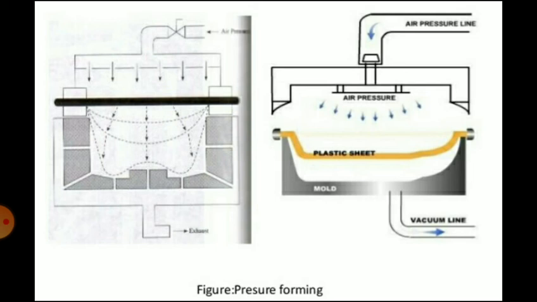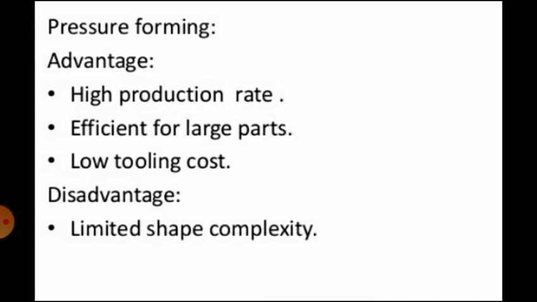In vacuum forming, through the vacuum holes the air is evacuated from the bottom, so that the sheet gets pulled against the mold walls. But in this pressure forming process, the air pressure is applied from the top of the mold cavity, so that the sheet gets the shape of the mold cavity. Advantages of pressure forming: high production rate, efficient for large parts and low tooling cost. And disadvantages: limited shape complexity.